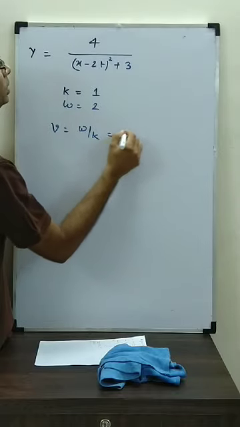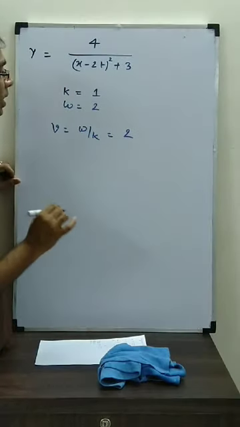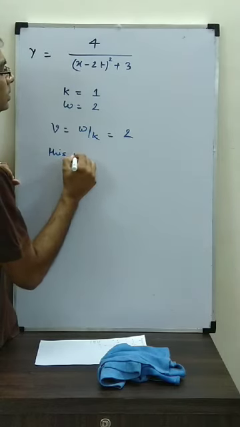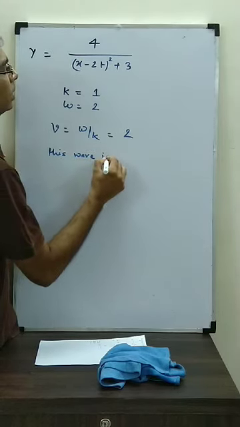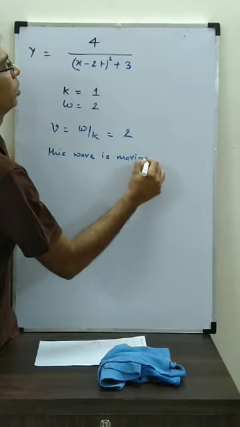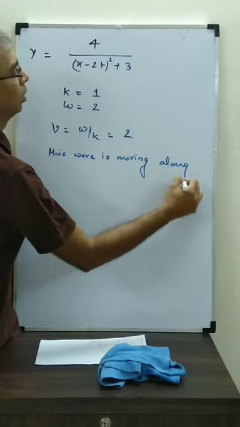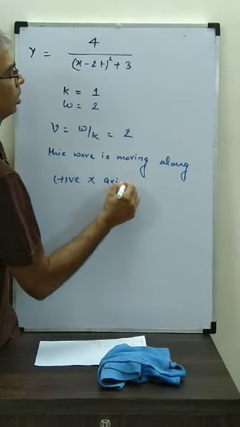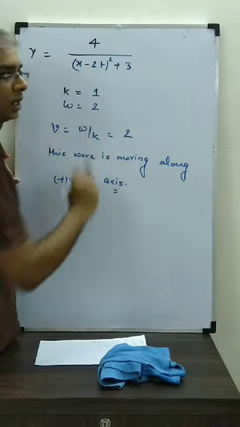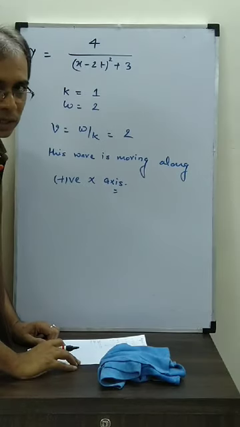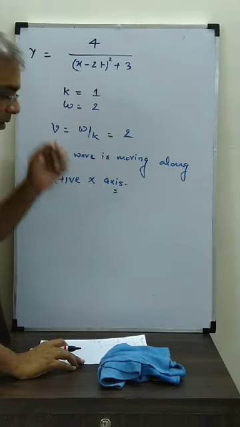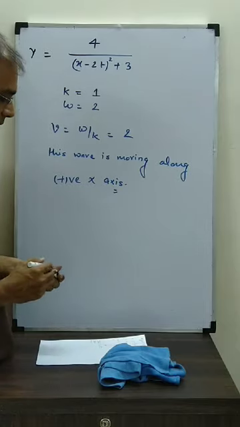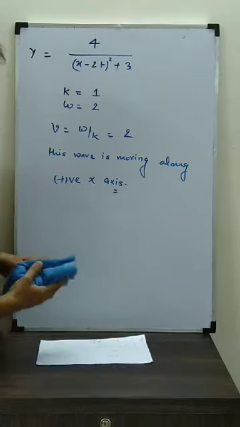So what is the speed of the wave? Omega by k, that means 2. Which direction is this wave moving? This wave is moving along positive x-axis. How can I say? I can say because here there is a negative sign. If there was a positive sign there, I would have said that it is moving towards negative x-axis. Okay, is that clear? Let's see another question.